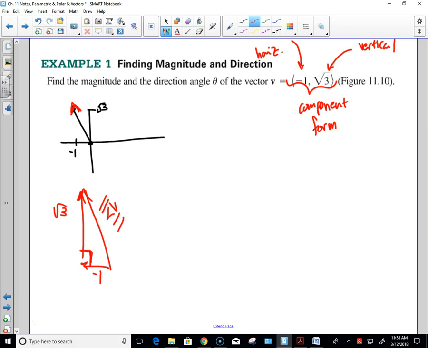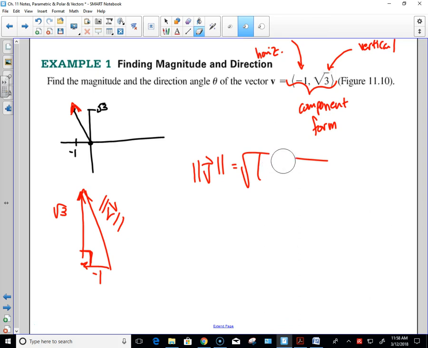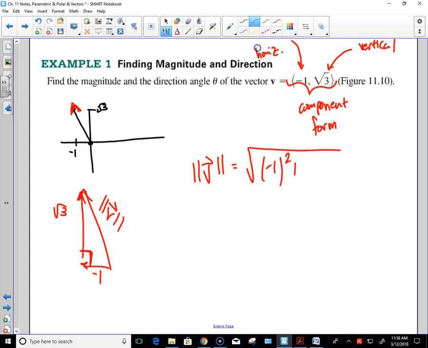So I could say the magnitude of vector v, with the double absolute value lines, is equal to the square root of (-1) squared plus (√3) squared. Such a struggle, it's okay. Lord's teaching me patience today. Because we have 1 plus 3 is 4, and then the square root is 2. That is what we call magnitude.